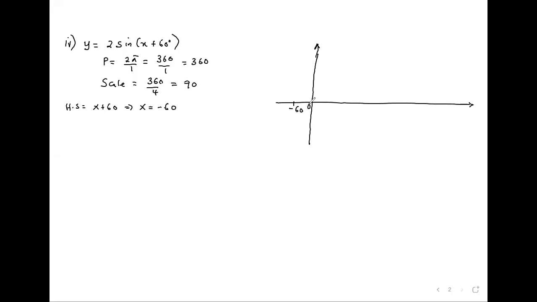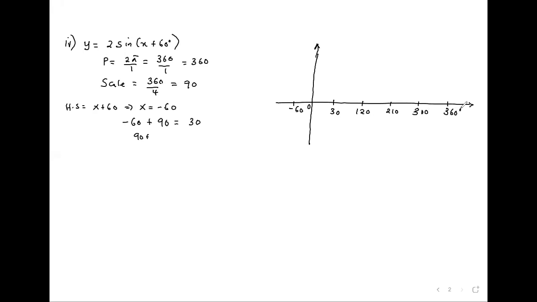But from 0, we want to move 90. Instead, we will start from the shift adding our scale, so that we have negative 60 plus 90, 30. So our scale will be adding now from 30, you add 90, you have 120, plus 90, that is 210, plus 90, that is 300. 300 plus 90 will go beyond 360, so I have no option but to use 360.